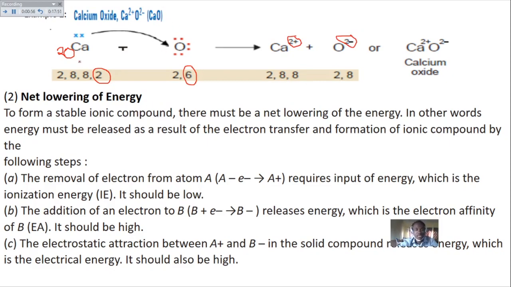What we're saying here is the metals must have either 1, 2, 3 valence electrons, while the non-metals, to accept the electron, must have either 5, 6, or 7.